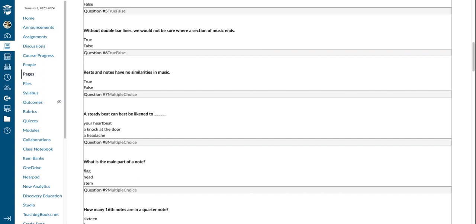Number 8, what is the main part of a note? Okay, that will be the note head, right? Or the circle part, which could be colored in or not. Obviously, we have the note stem, right? We might have a flag as well.